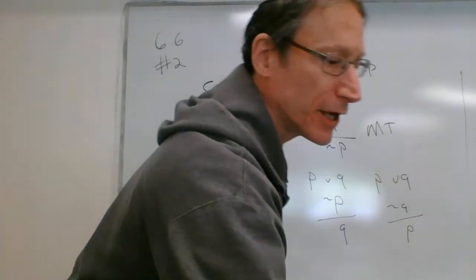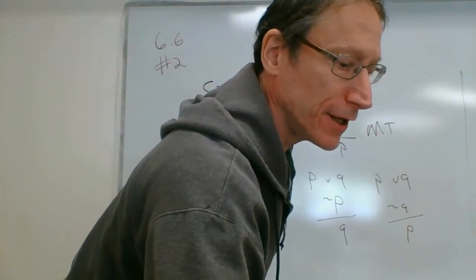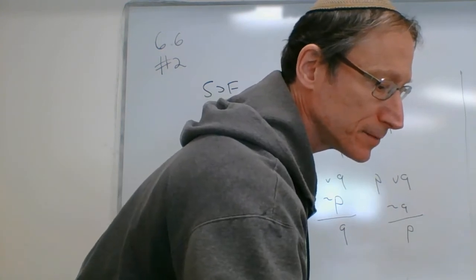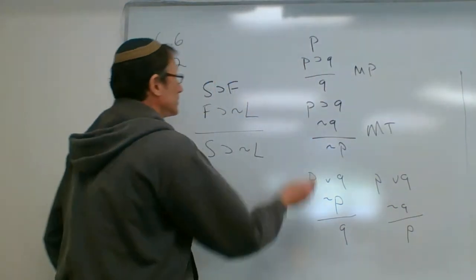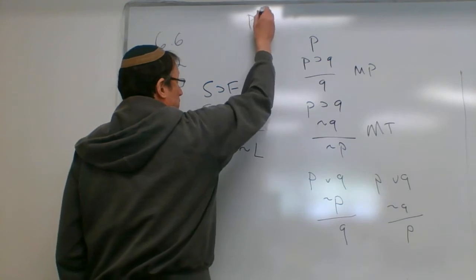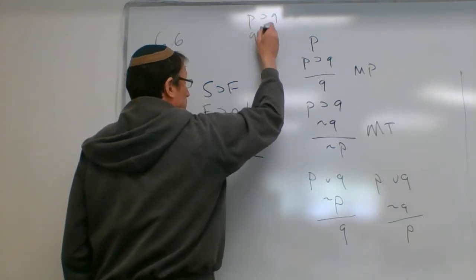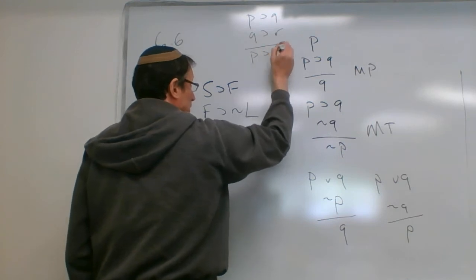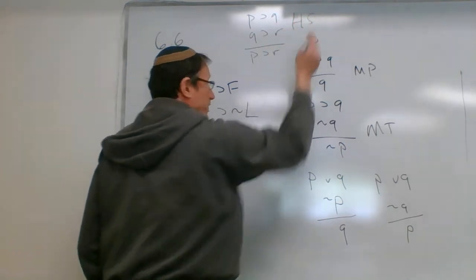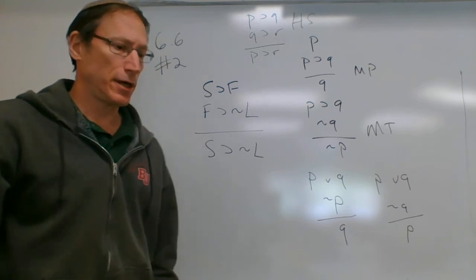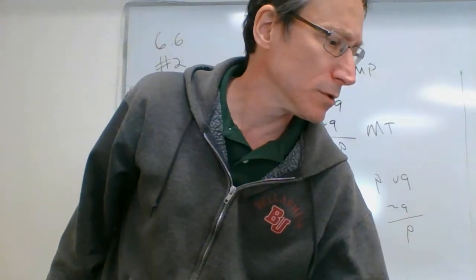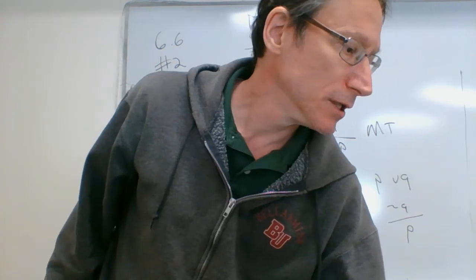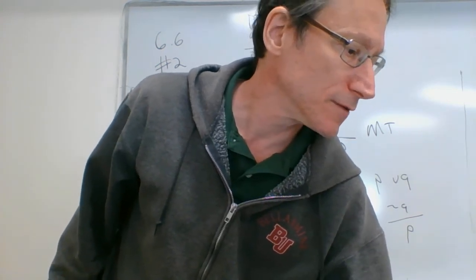And then what else did we have? We had the hypothetical syllogism. Hypothetical syllogism involves 2 horseshoes, P horseshoe Q, Q horseshoe R, therefore P horseshoe R. That's HS, hypothetical syllogism. And there was another rule that we learned about, which is called, let's see, constructive dilemma.